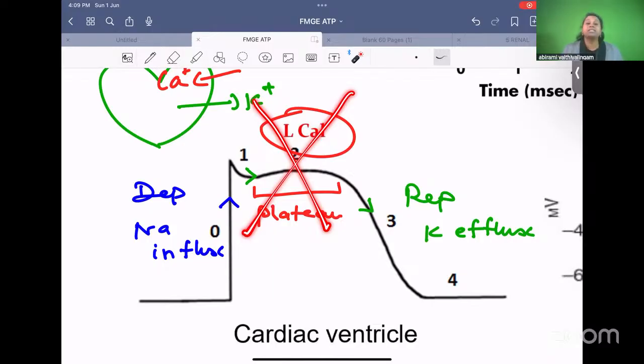Excellent, Ranjan. CCB, yes, calcium channel blockers. Nifedipine, verapamil, amlodipine, diltiazem, all of them are calcium channel blockers. That is how calcium channel blockers are used as antiarrhythmic drugs because they block one phase of cardiac action potential.